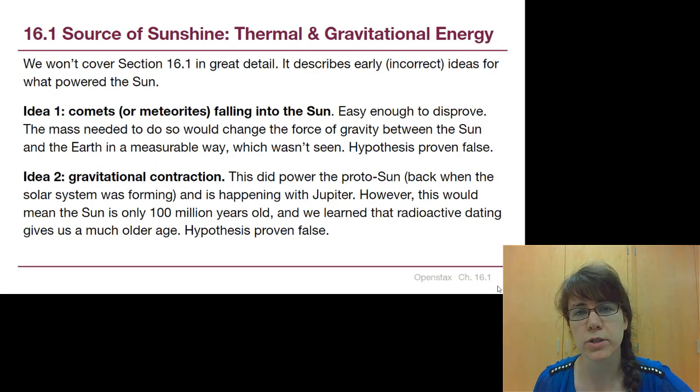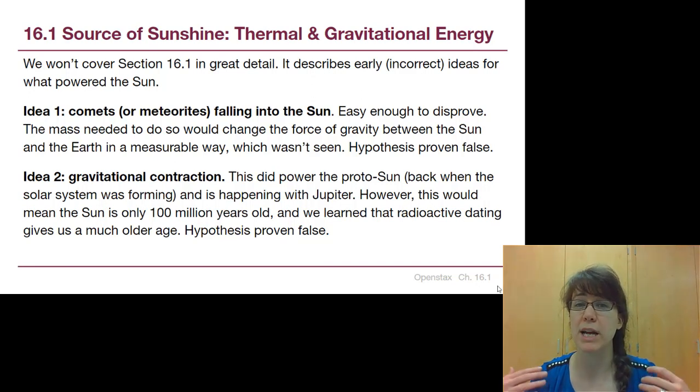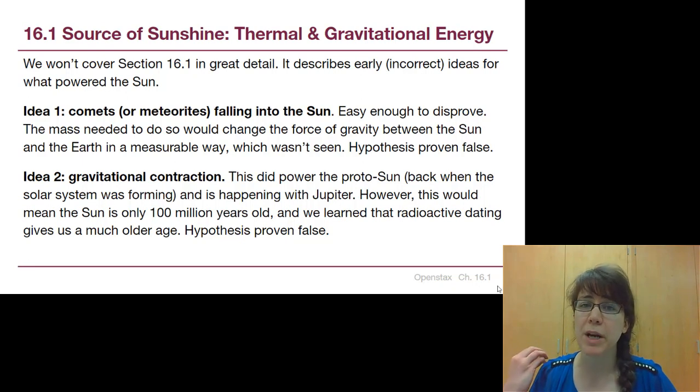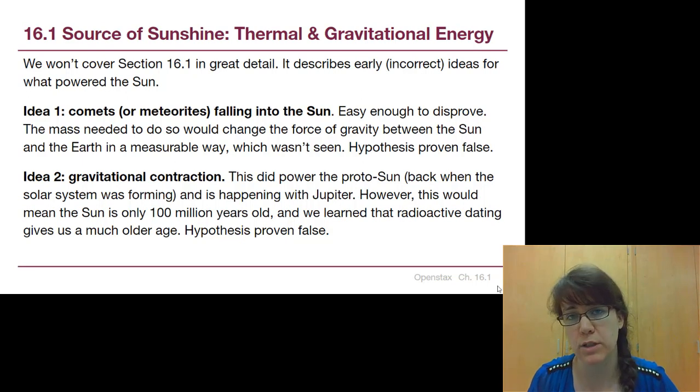Now, the very first section of the chapter, 16.1, you can certainly read through the book, and it describes the incorrect ideas that we had along the way to figure out how the sun works. The reason it's worth having one slide here is to make sure we understand that science is not about having the right idea all the time, very first thing, but about having a hypothesis and testing it against observations and throwing out that incorrect hypothesis if it's wrong.